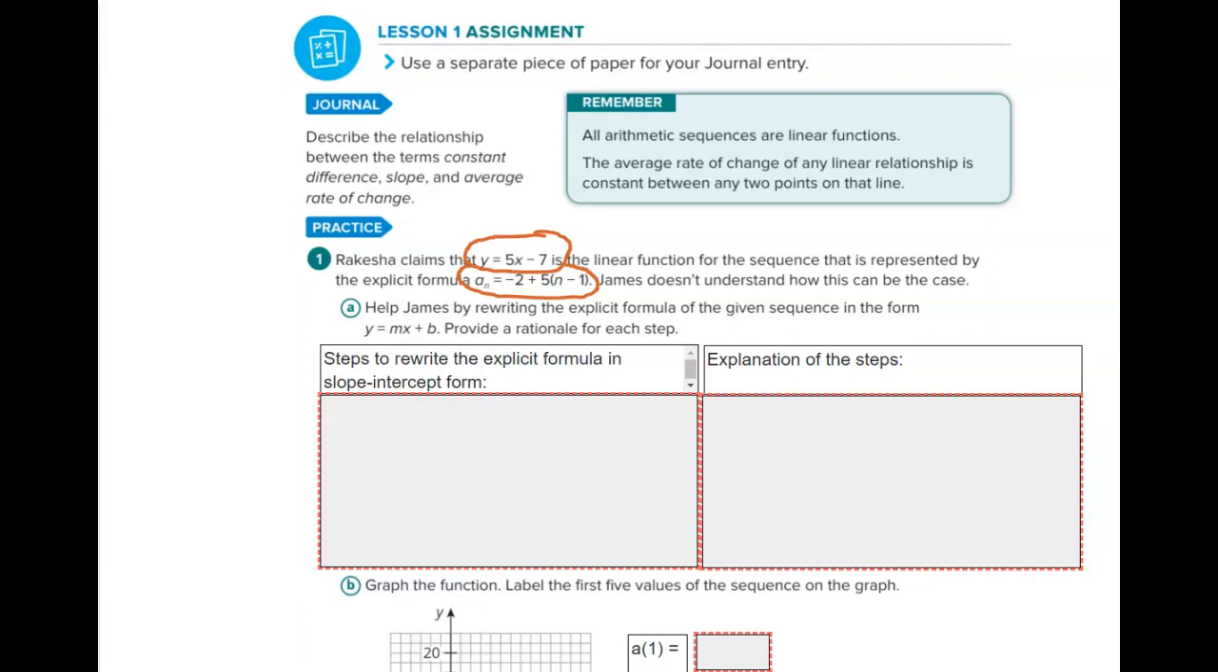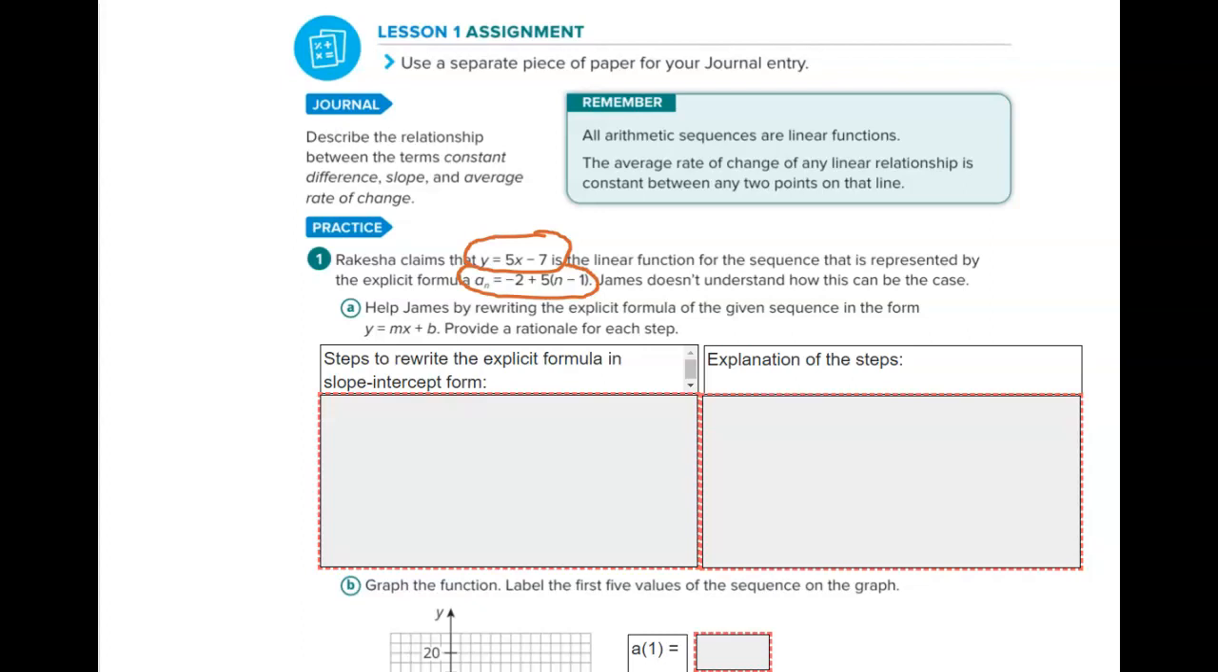But James isn't convinced that those two equations are the same thing. So Rakisha and we are going to help James understand how that can be so. So what you're doing is you're starting with this explicit sequence. So when we were studying sequences last semester, this is how we wrote the sequences for arithmetic functions. So we're going to start with that.